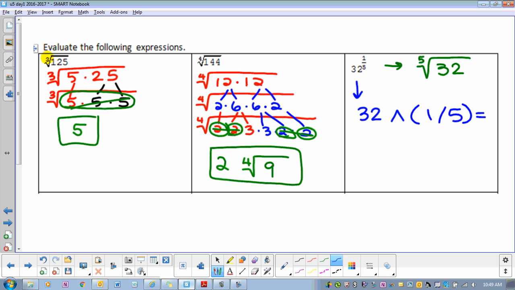Do you get a nice, pretty number when you put this in? 32 to the 1/5 power. Kevin says yes. Tom says 2. Yeah? What is it? 2. Okay? Because the 5th root of 32 is 2.